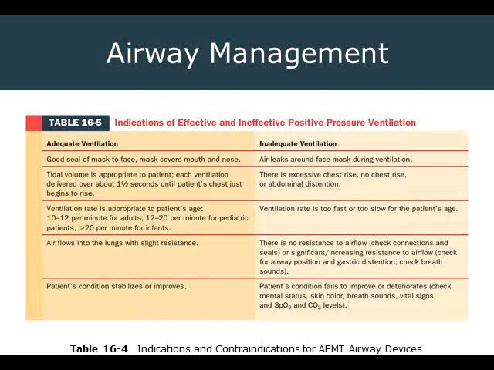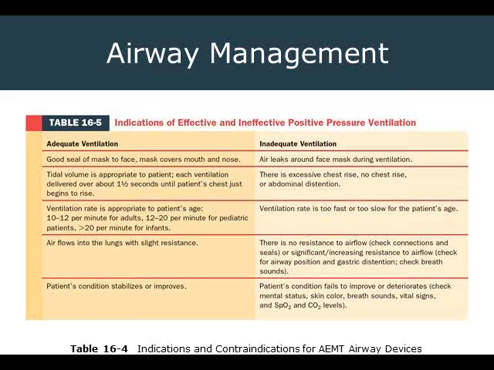So, indications of effective and ineffective positive pressure ventilation. After we have an airway, we have to potentially ventilate our patient. If we have good mask seal over the face, and the mask covers the mouth and nose, we won't have leakage around it. If we have issues, we're going to have leakage. Tidal volume is appropriate to the patient. Each ventilation is delivered over about 1 to 1.5 seconds until the patient's chest begins to rise. Problems would be indicated if there's no chest rise, no chest fall, or we get abdominal distension.